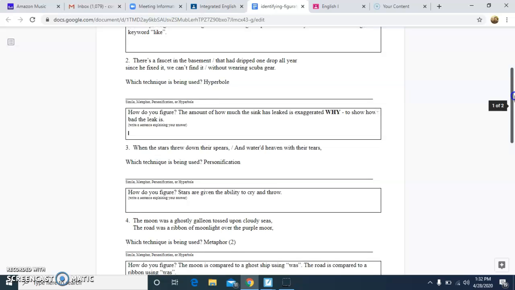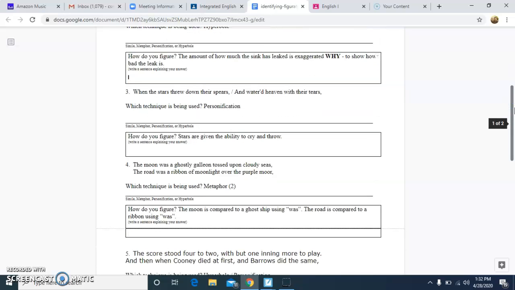Okay. Number three, when the stars threw down their spears and watered heaven with their tears. This is an example of personification. The stars are given the human ability to cry, so we can see that they watered heaven with their tears, and then also throw, so throwing down their spears. So the stars are given what human ability, or what human abilities? They're given the abilities to cry and throw.